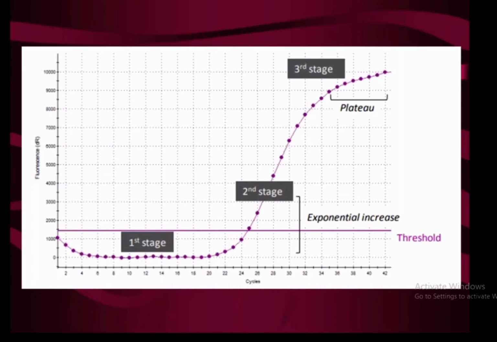After that, what happens in the plateau phase, the third stage, is all the nutrients, all the dNTPs and magnesium ion and everything which is present in the master mix is being utilized. So you get a plateau phase because of resource limitation.